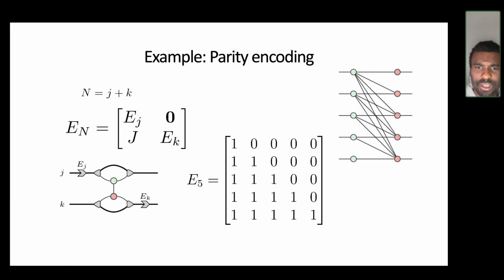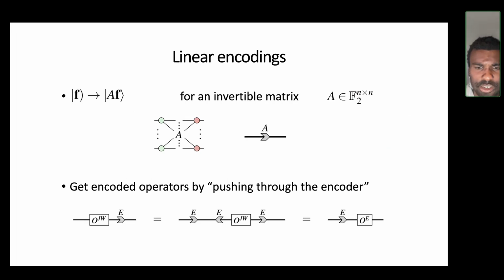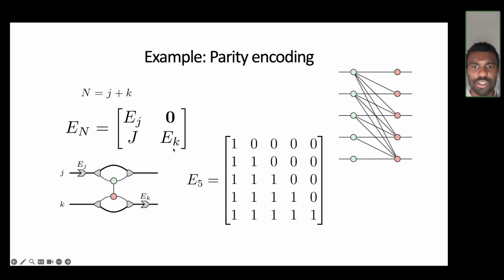Okay, I'm going to show a couple examples of linear encodings. So we saw the Jordan-Wigner encoding already. That's just if we take A to be the identity matrix. There's also the parity encoding, which is interesting. It eliminates the trail of Zs that Jordan-Wigner was giving us.